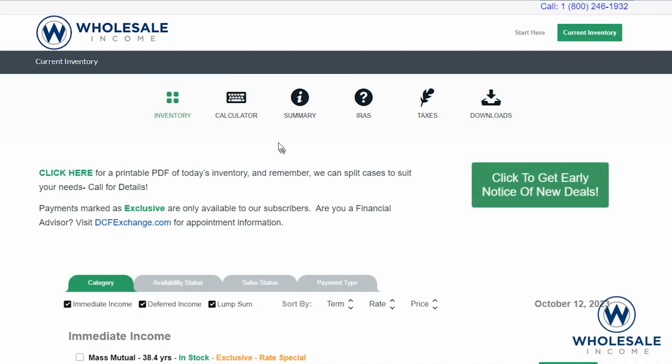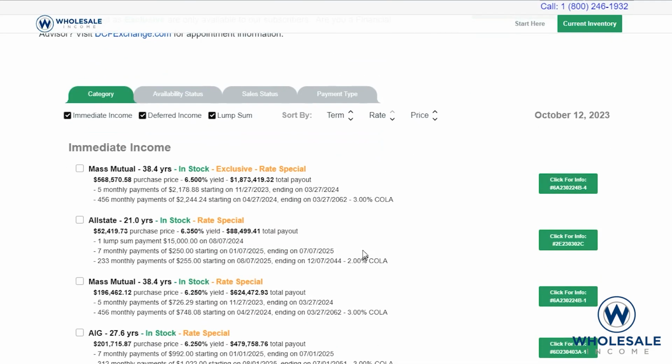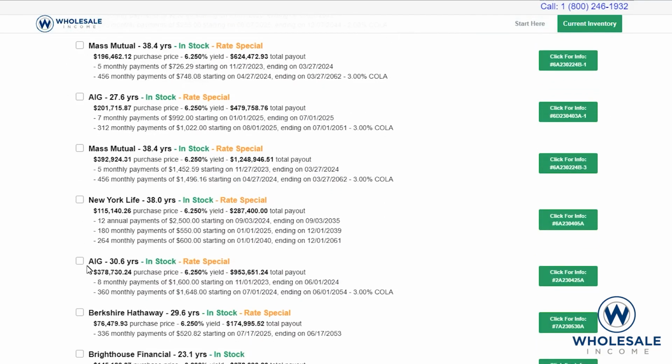So we're going to look at a specific case today that's just a fabulous illustration of the Wholesale Income Advantage. I've got our inventory open and I've sorted to bring some of these really high yield cases up to the top. And this AIG case is the one that really caught my eye.